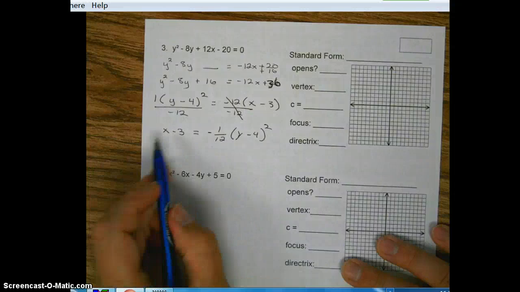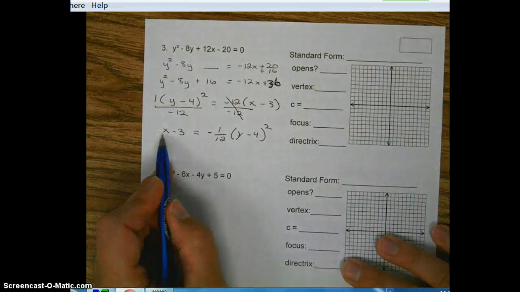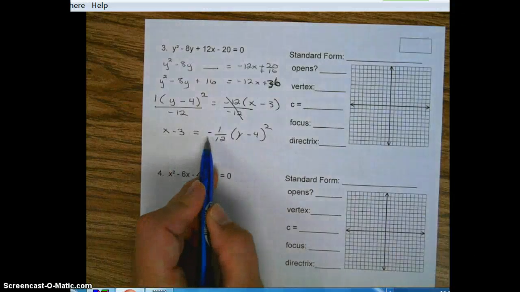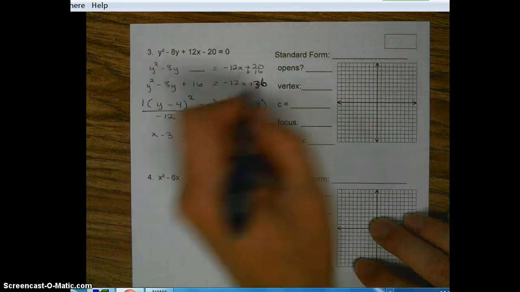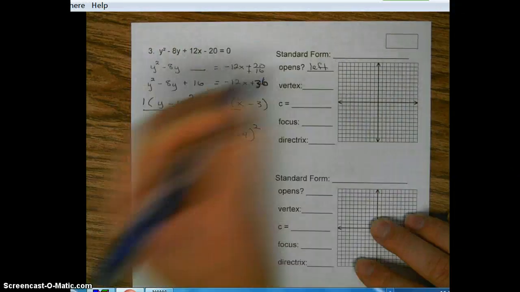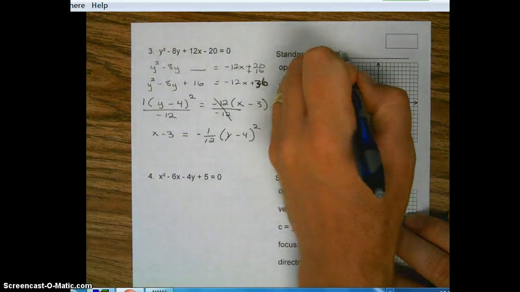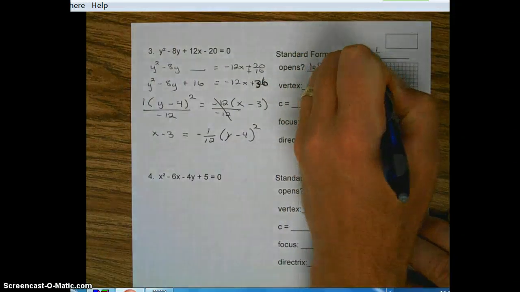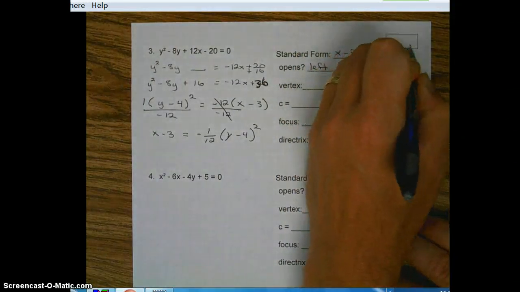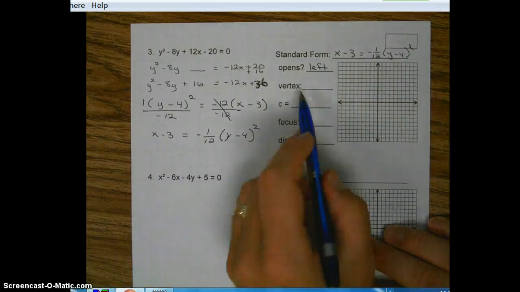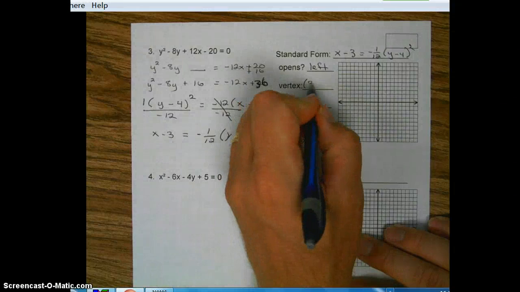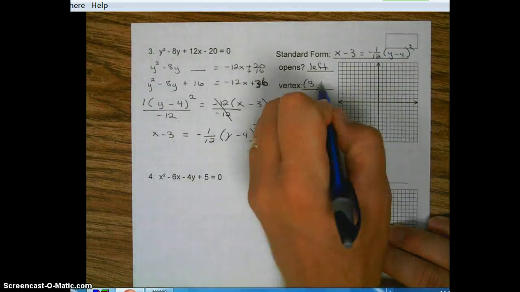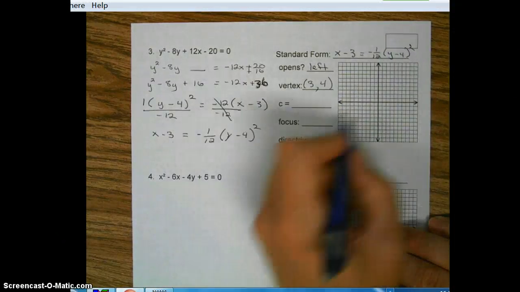Okay, since I'm starting with an x, it's going to be opening up either left or right. It's negative, so it's going to open to the left. Negative is left. Opens left. x minus 3. Vertex is h comma k. So h goes with x, so 3. k goes with y, so 4. So 3, 4.